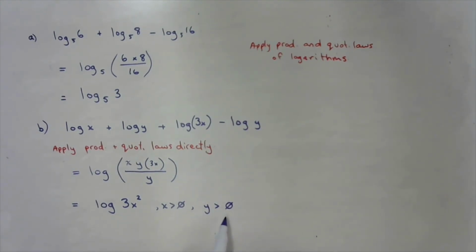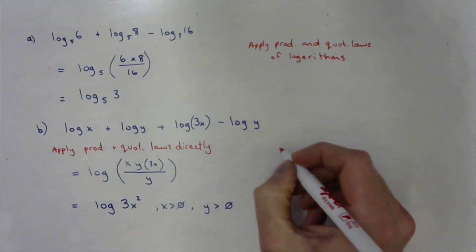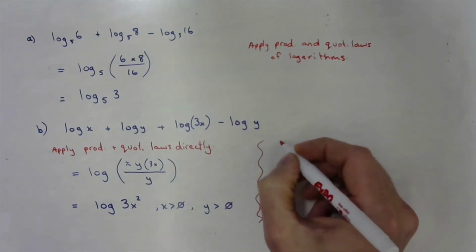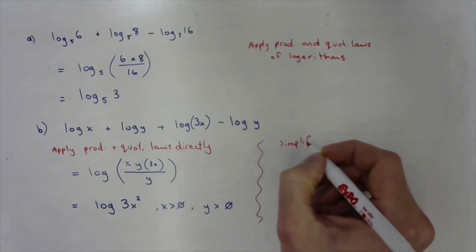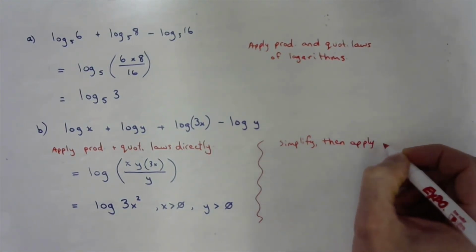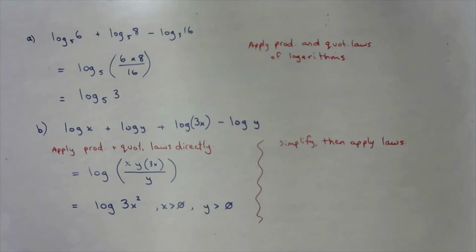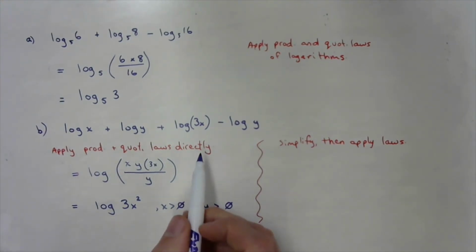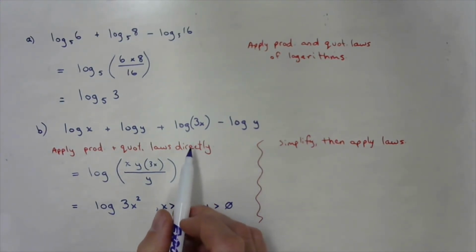So just like when we worked with rational functions, if we end up with a restriction, we need to carry that through into our final answer. Okay. All right, the other way to do that would be to first simplify, then apply the laws. And basically all that means is that we're going to simplify first.